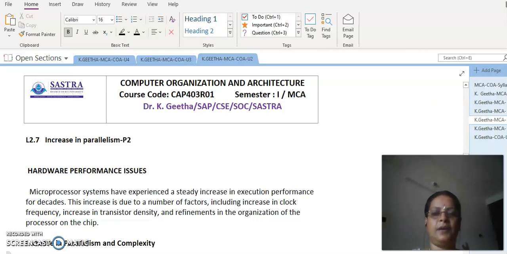Hello everyone. In this session, we will discuss increasing parallelism. In the previous session, we also talked about parallelism in terms of bit level parallelism, data level parallelism, task level parallelism. As a continuation of that topic, we will now focus on how we can improve parallelism so that the overall performance of the system is improved.